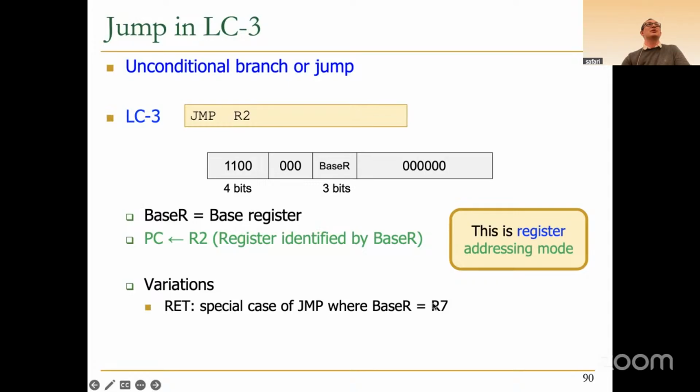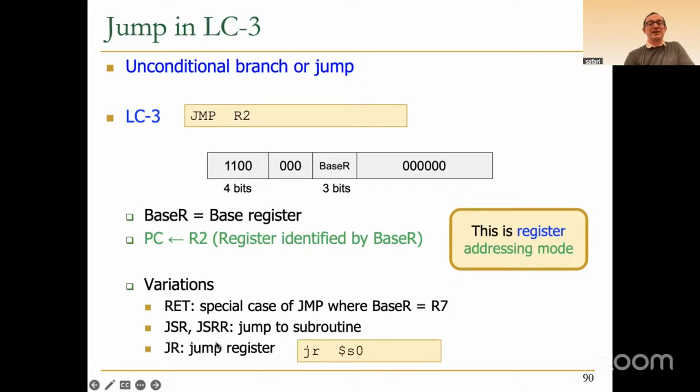You can do function calls. This is how you can jump to a function, for example. You have a base register, you jump to a function, and then you can return. These are jump to subroutine. This is actually how you really jump to a function, which you will see later on. And then there's a jump register also.